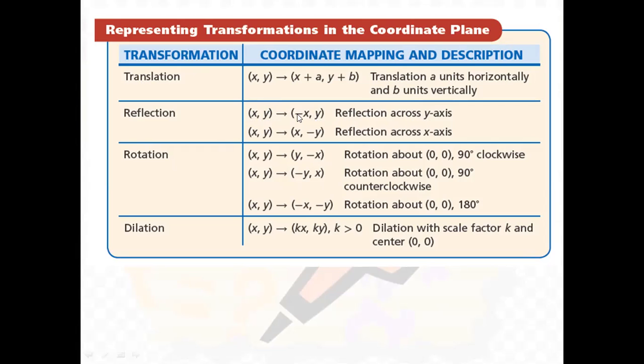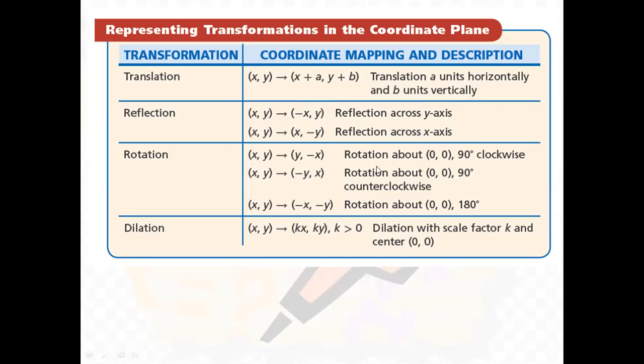Easily you can remember: if there is a reflection across the y-axis, the x becomes negative. In the same way, if there is a reflection across the x-axis, y becomes negative. So it's the opposite. Reflection across y, the x is negative. Reflection across the x-axis, the y is negative. So this is for reflection. You will follow this rule.